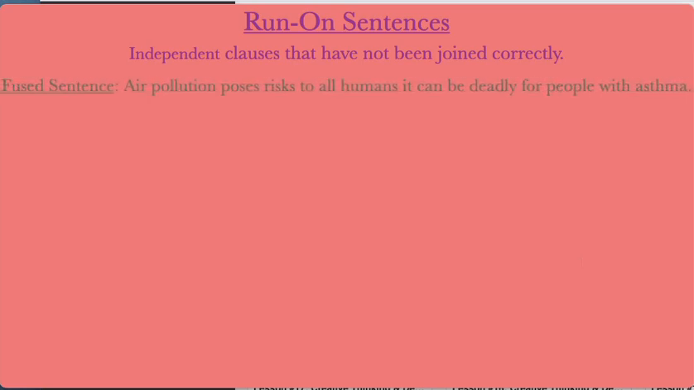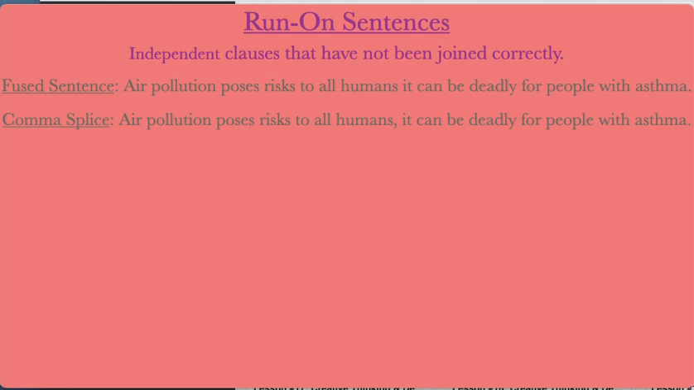When a writer puts no mark of punctuation, no coordinating conjunction between independent clauses, the result of this is called a fused sentence. Here's an example. Air pollution poses risks to all humans. It can be deadly for people with asthma. Notice that it's a fused sentence in that we need something in between to unfuse it, right? To separate it. A far more common type of run-on sentence is the comma splice, which we see here.